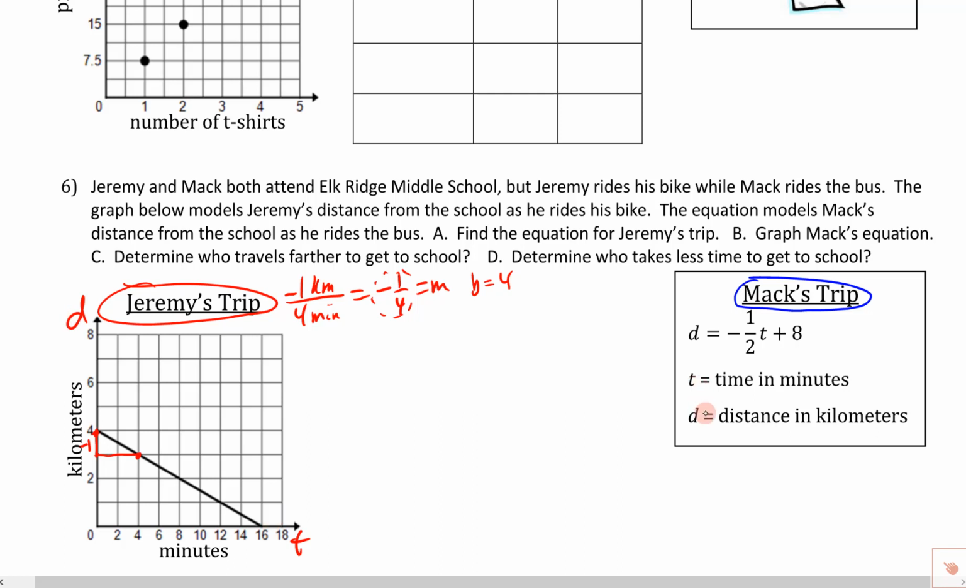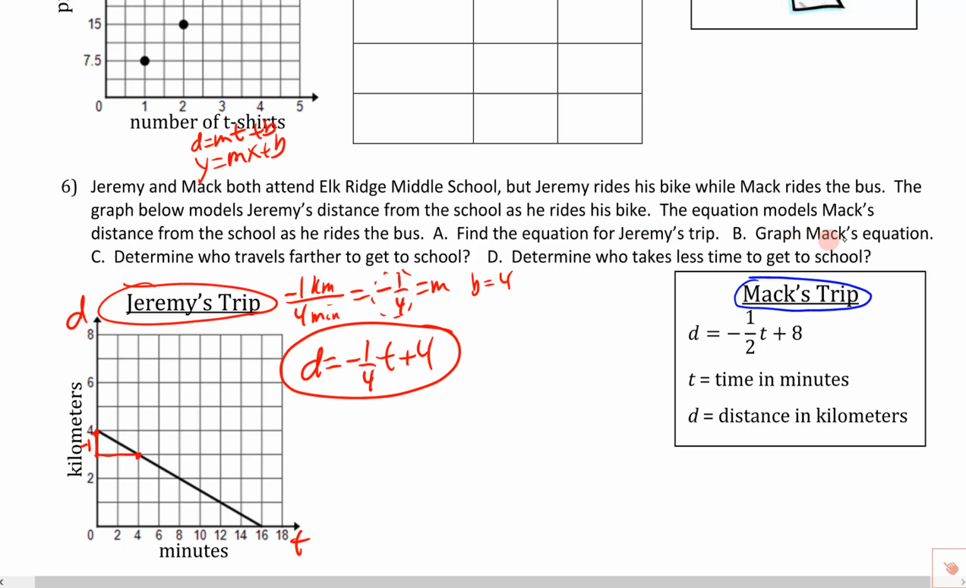So let's write both of these equations using the same variables here. We're going to write d equals, okay, so again, if we're thinking y equals mx plus b, we're going to be thinking d equals mt plus b. So this is -1/4 t, and then plus 4. So this is the answer to part A. All right, so we've got the equation for Jeremy's trip.